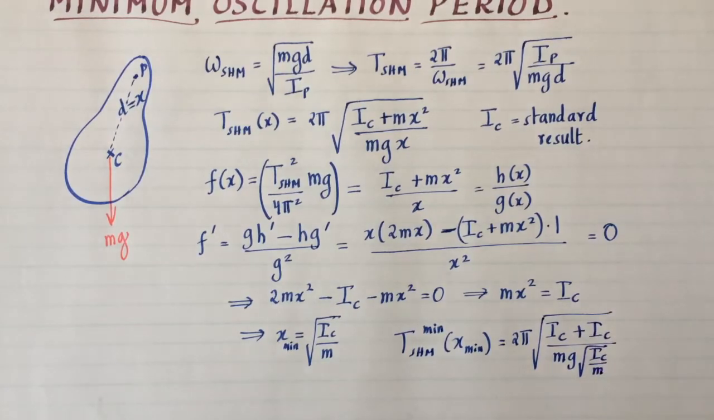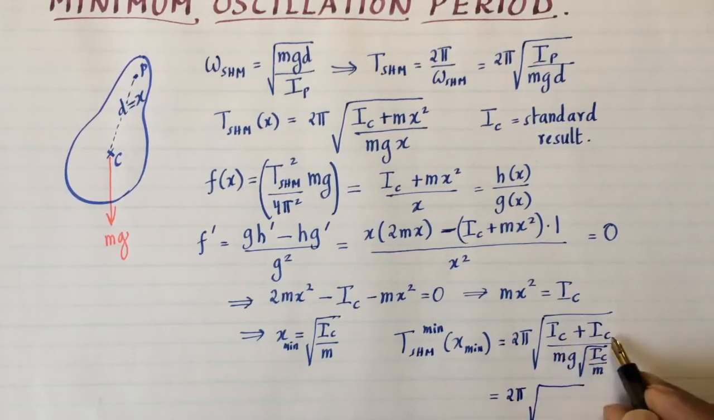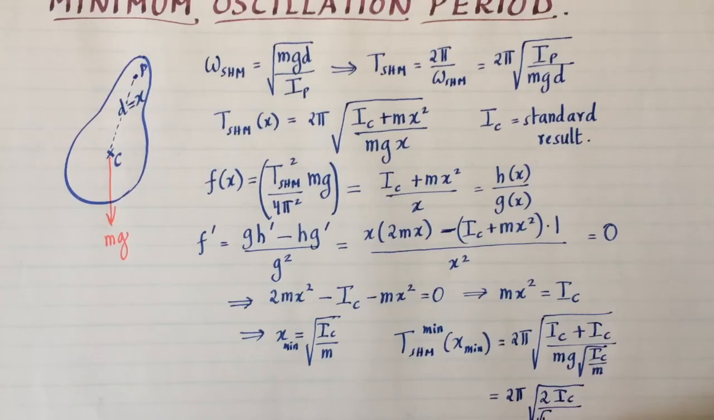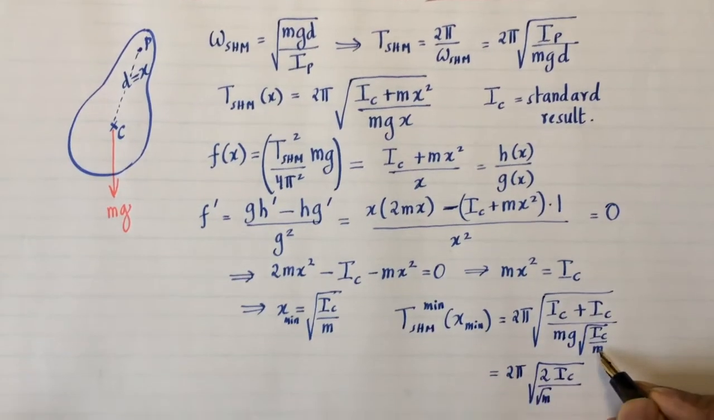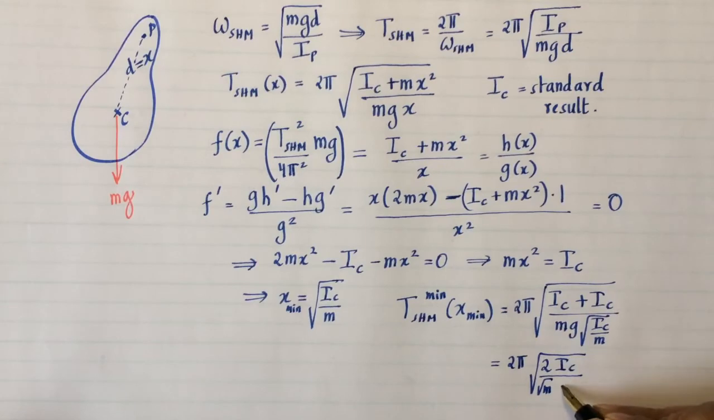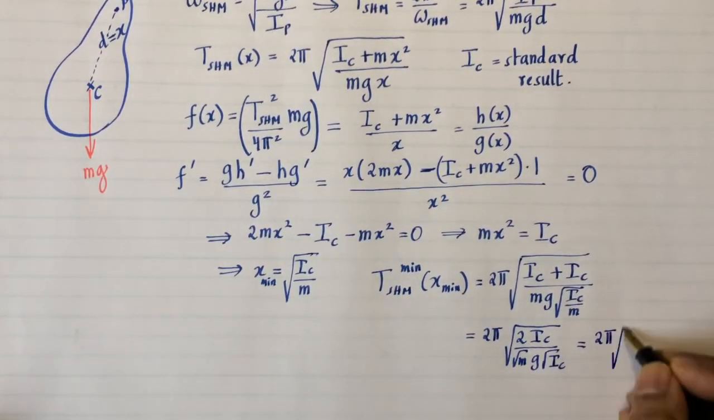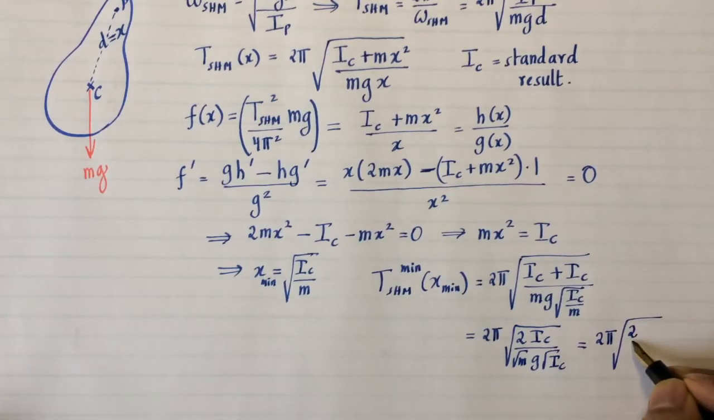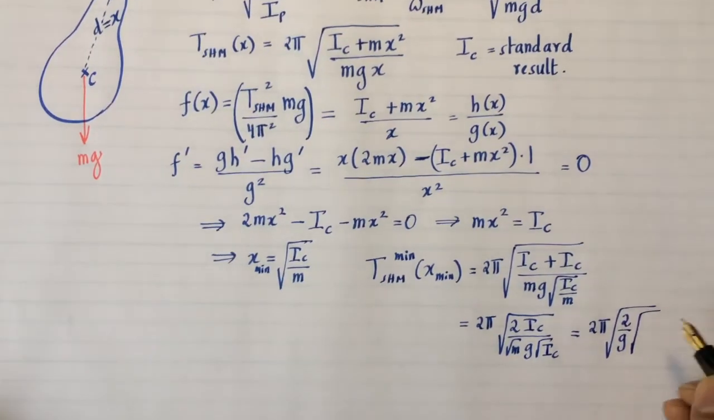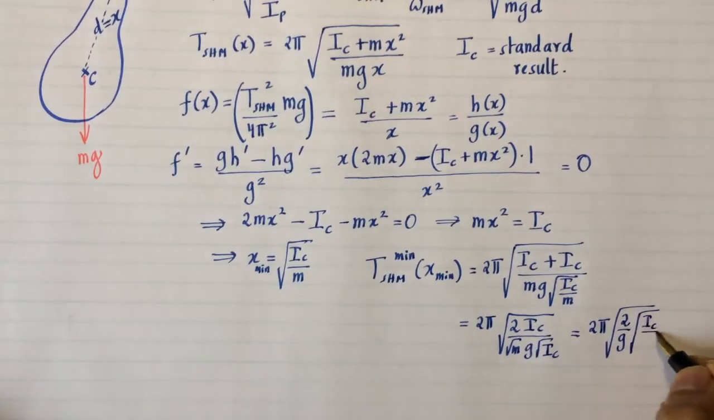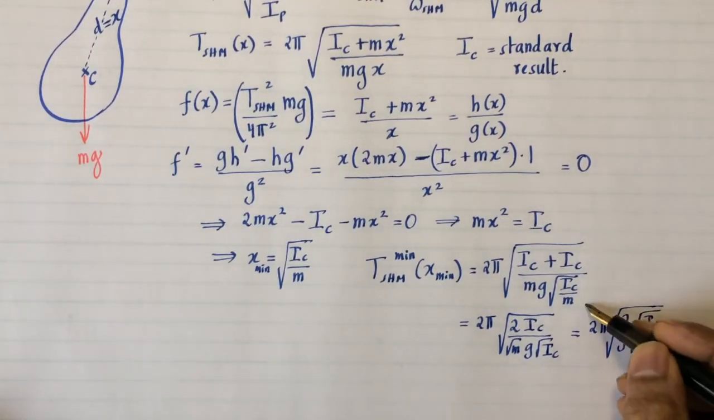So let's see if we can simplify this a little bit. This is going to be 2 pi square root of I sub c plus I sub c, which is 2 I sub c, and then here I have a square root of m, because of the square root of m here cancelling with m times g square root of I sub c. So simplifying it some more, I get 2 pi times the square root of 2 over g times the square root of I sub c over m. So that's our answer for the minimum period.